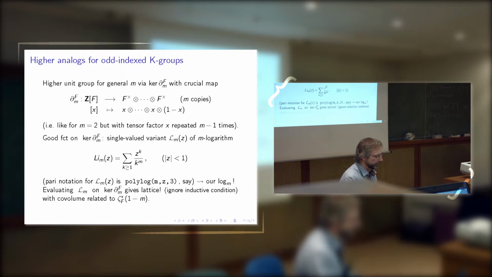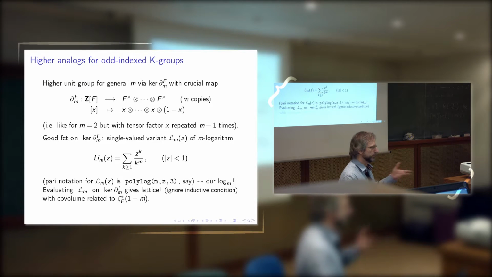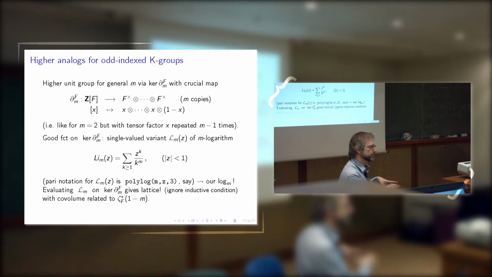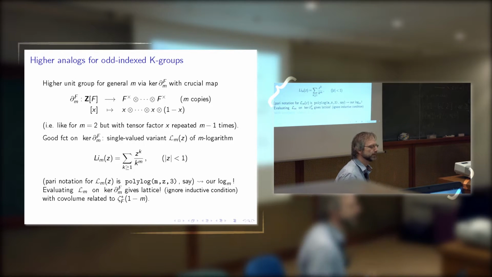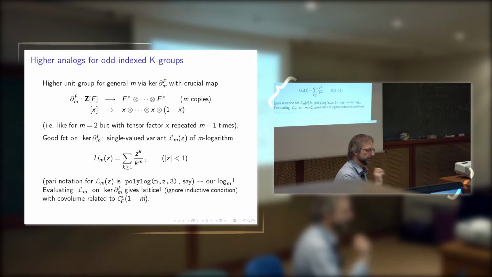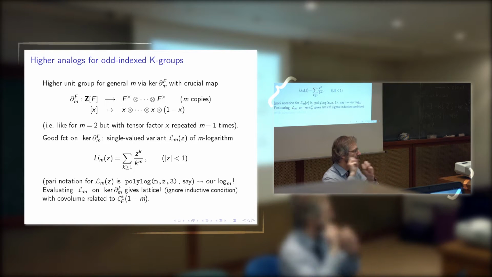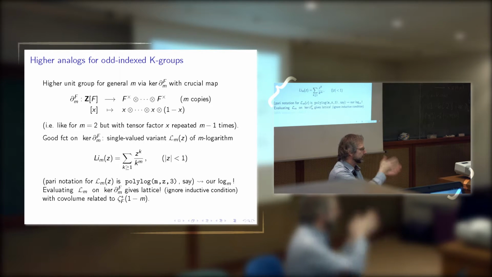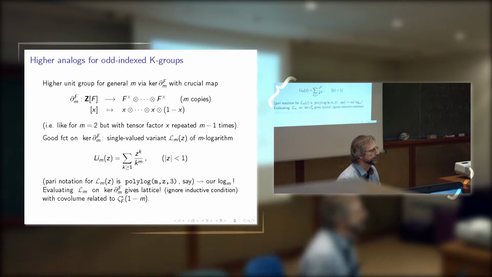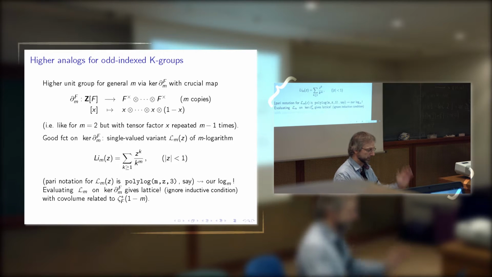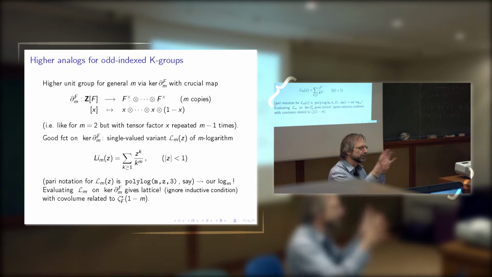And the beautiful thing is, if we evaluate Lm on that kernel, that gives essentially a lattice. So here I'm throwing things under the carpet. There's an inductive condition which is quite delicate, but let's just ignore it for the crucial understanding. It's not really important. So evaluating Lm on that kernel gives our lattice, the corresponding thing to what log absolute value gives on the units. And even more beautiful, the co-volume is related to the zeta value at 1 minus m. So everything's kind of in place.